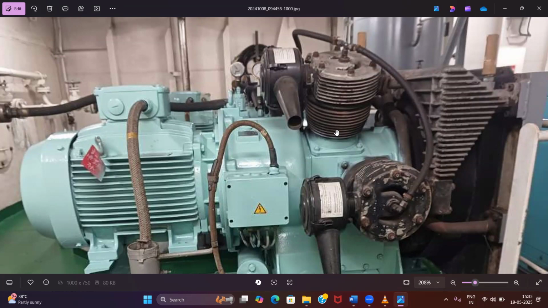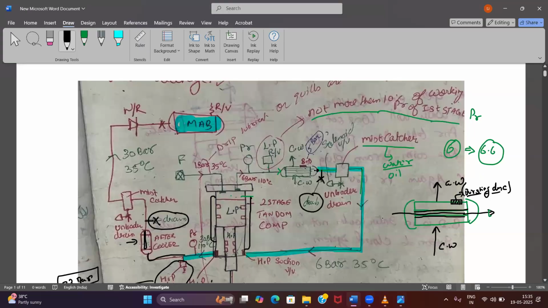These fins are given to increase the surface area for the cooling, right? For heat exchange, yes, sir. Yeah, for the heat exchange.